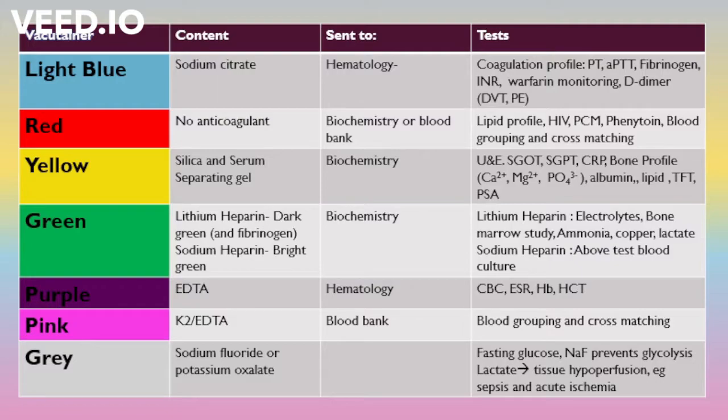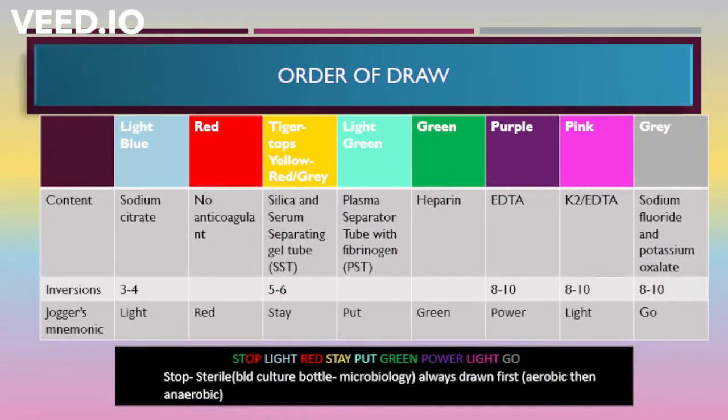But the order of taking the blood sample is also very important, and that is what is known as the order of draw. In this, I would start by explaining the little mnemonic and then going by the color. The mnemonic is as follows: stop light, red stay, put green, power, light go. So what does this mean? You're at the traffic light.